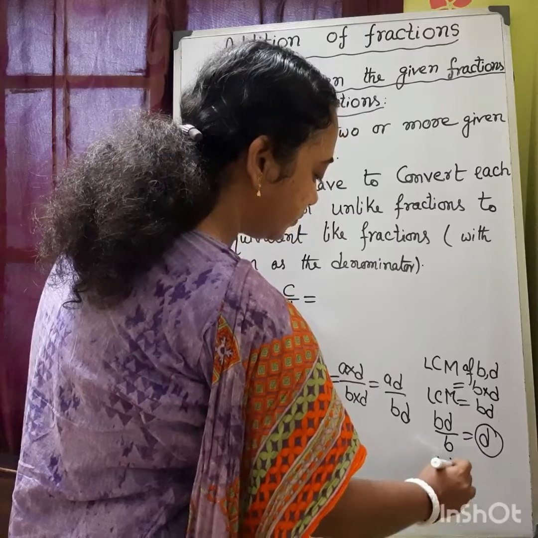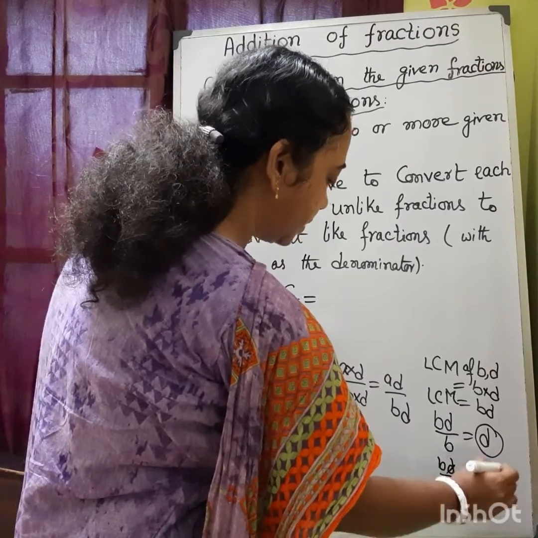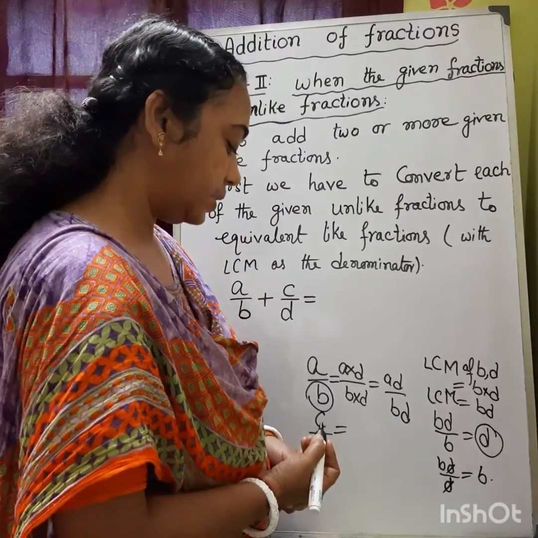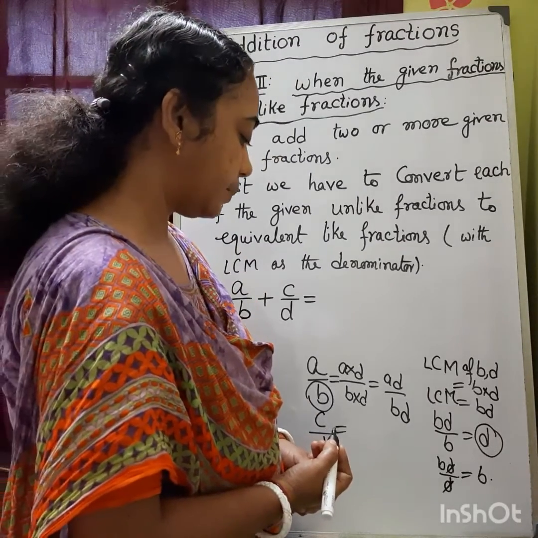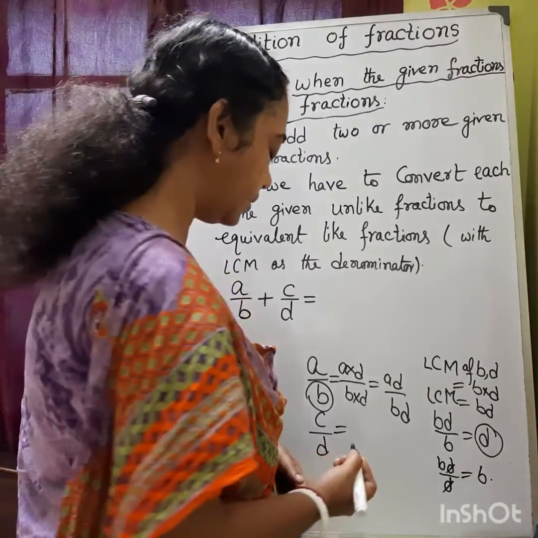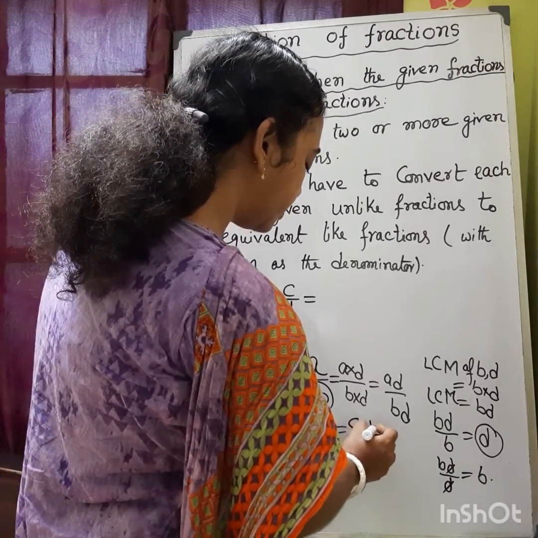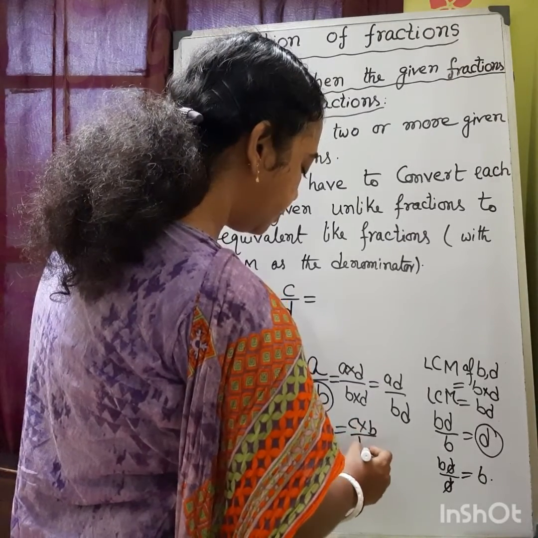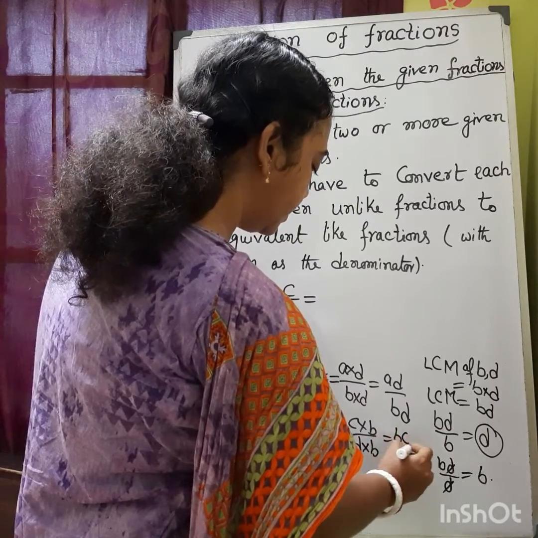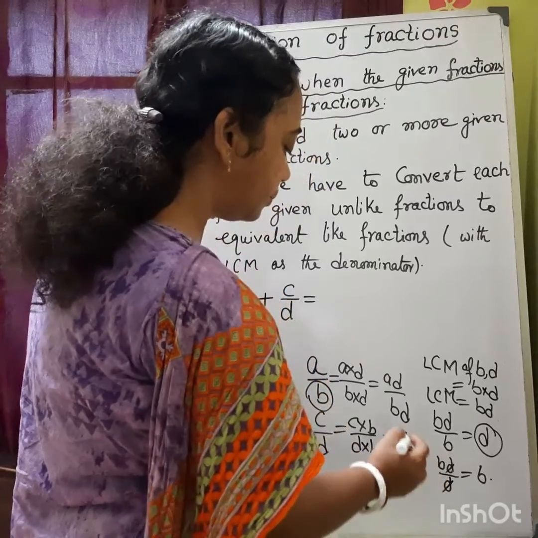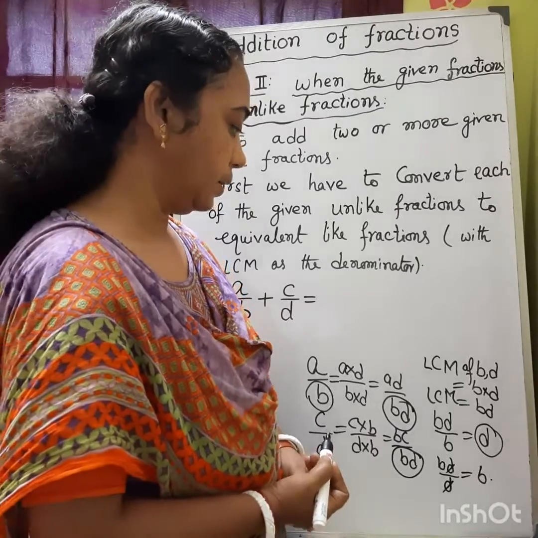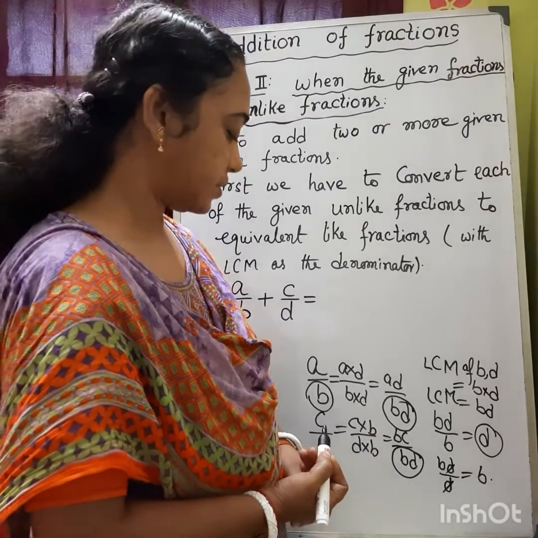So this d will cancel out, so we get the quotient as b. Here also, to convert the fraction c by d to an equivalent fraction with the LCM as the denominator, we have to multiply both numerator and denominator by b. So multiplying numerator and denominator by b, we get c into b divided by d into b, equal to bc by bd. In this case, we can see that both denominators are the same, that is bd, which is the LCM of the denominators of the given fractions.